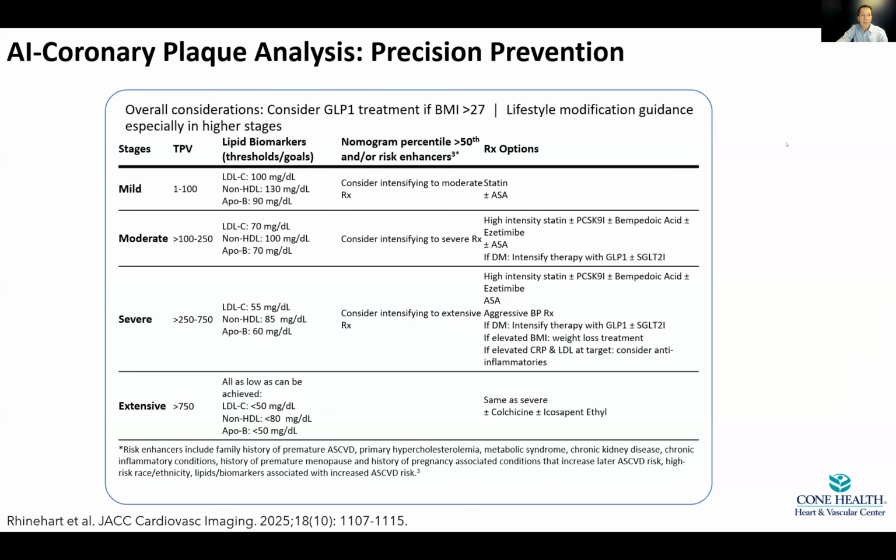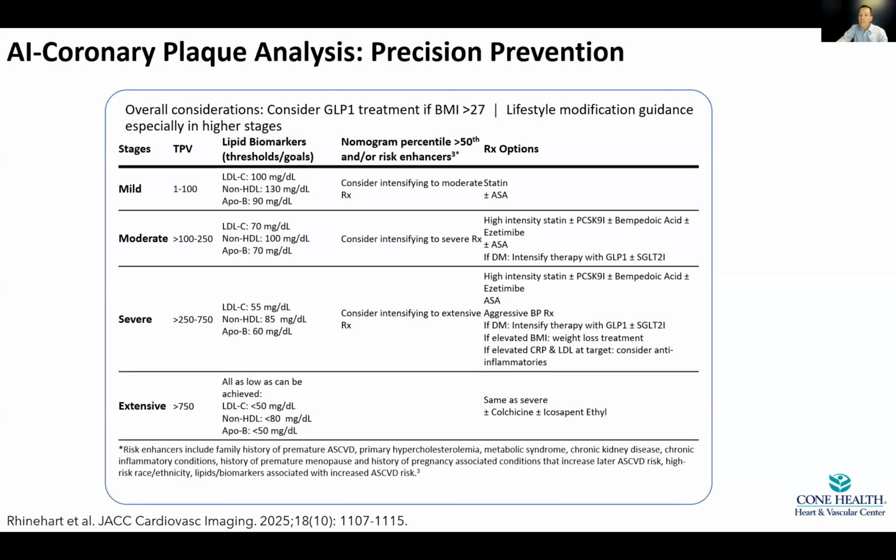This is data from the DECIDE registry, which has started to look at this AI coronary plaque analysis and what we should do with it. Basically, what you'll see with this table is you're able to stage the plaque as mild, moderate, severe, or extensive, based on the total plaque volume, again, calcified and non-calcified. You're able to see what the lipid biomarker goals are and what the thresholds for treatment are. You're even able to know what to do with the nomograms or the percentile and certain risk enhancers.